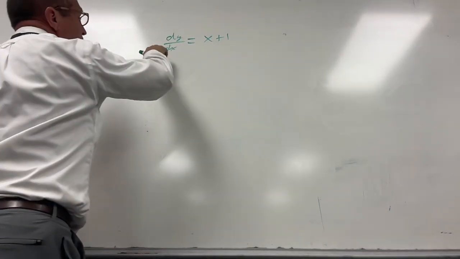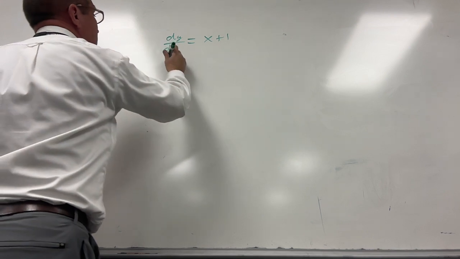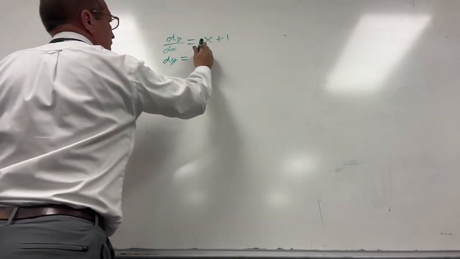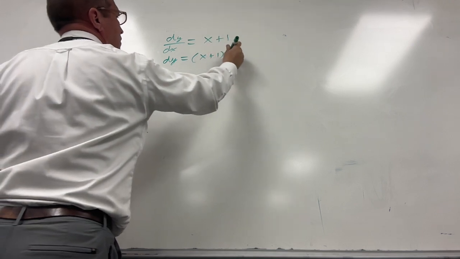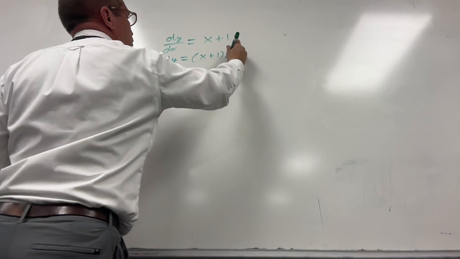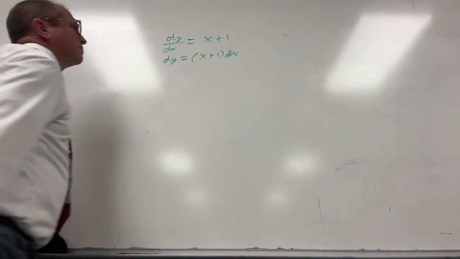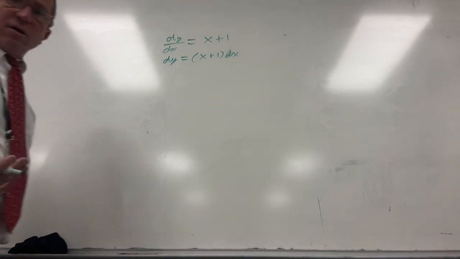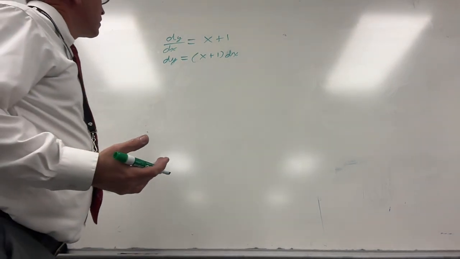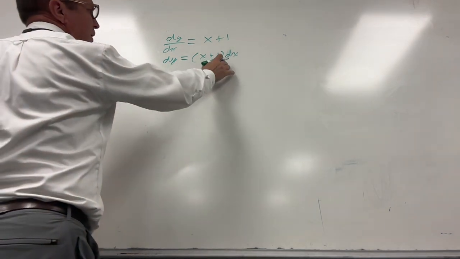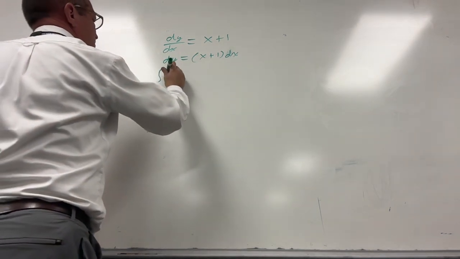Now, there are no y terms, so I do just like what I did with my u substitution. I pull this term over to here. So it's dy equals x plus 1 dx. Okay, well, at this point right here, again, we're trying to come up with the parent equation that gives us this, so we want to integrate both sides.